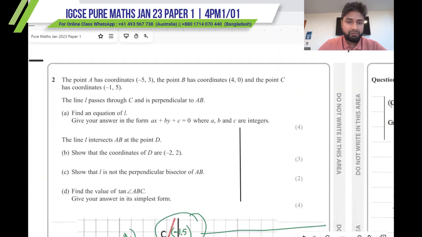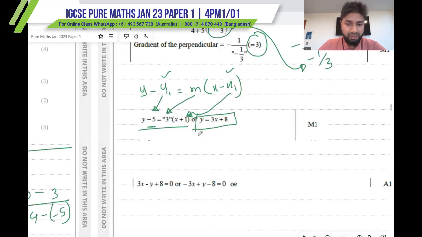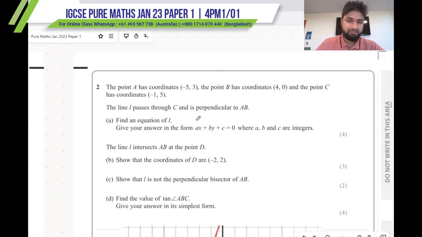In the question, we have to also notice that it says, give your answer in this format. To transfer it into this format, we have to transfer this y to the other side. It will become -y. So 3x minus y plus 8 equals 0. That's our final answer of A. Let's move to question B.